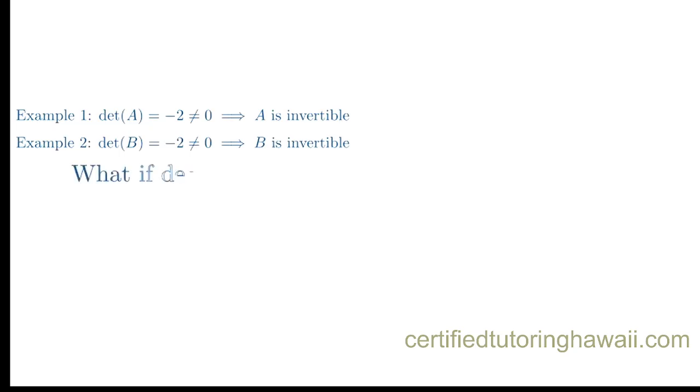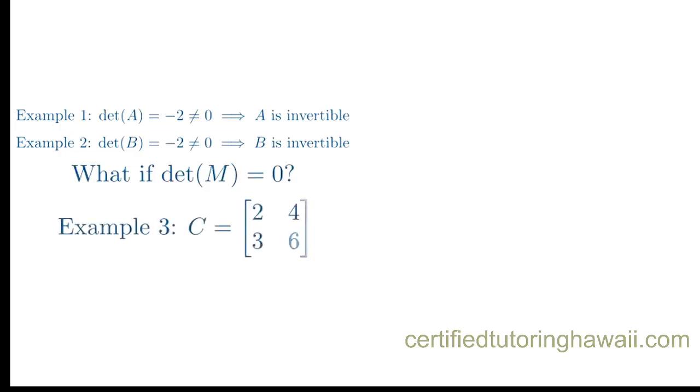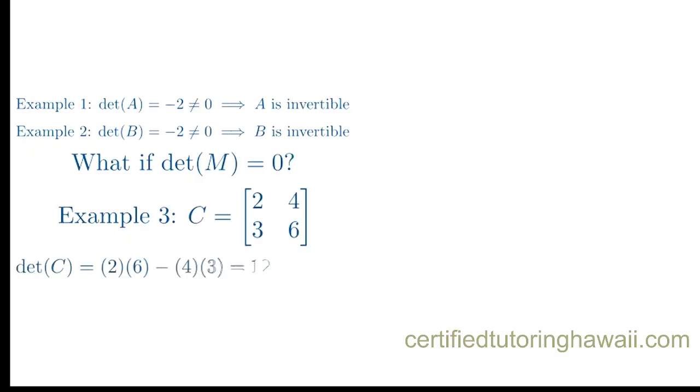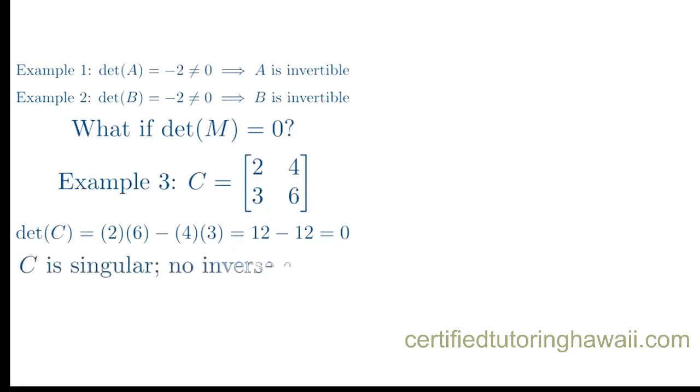But what about a case where the determinant is 0? Consider the matrix C with entries 2, 4, 3, and 6. Let's find its determinant. This is 2 times 6 minus 4 times 3, which equals 12 minus 12. That's 0. Since the determinant of C is 0, matrix C is a singular matrix and does not have an inverse.